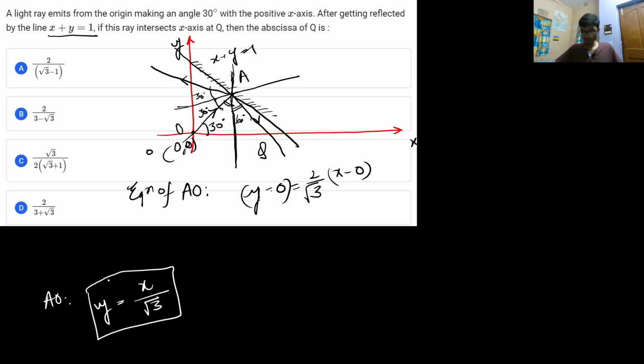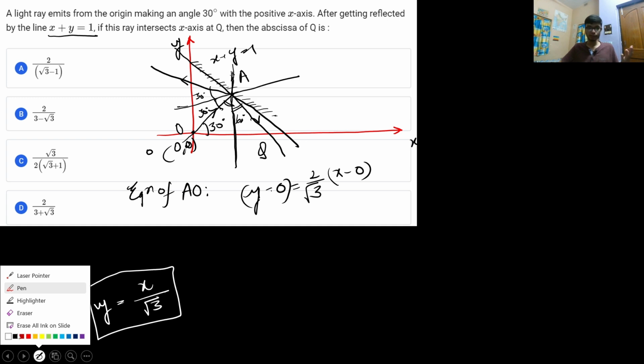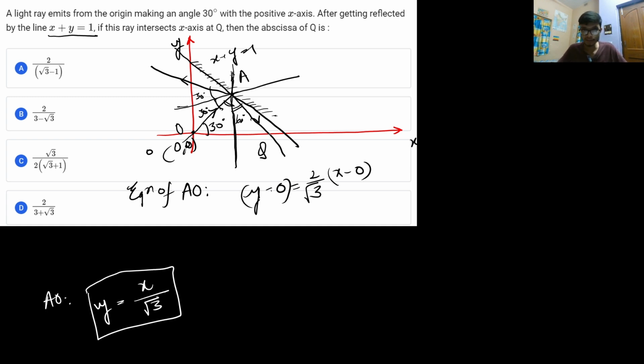Now, if I have the equation of line AO, I have to find the image of this particular line, I mean to say the line Q. What we can see by the principle of reversibility, which I have studied in physics, is that if the light source was present at Q and reflected in the same manner, it will definitely pass through the origin. So from here, this particular angle is also equal to 30. That means the slope of the line AQ is equal to tan of 120 degrees, which is equal to minus root 3.